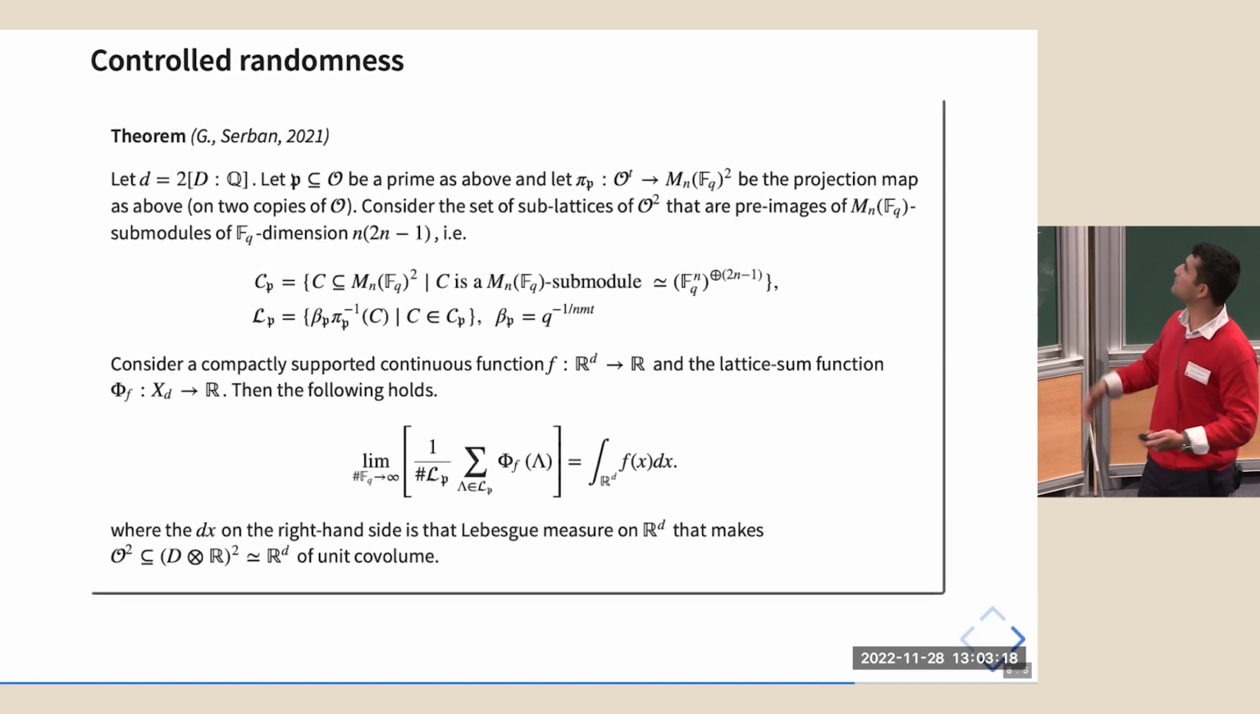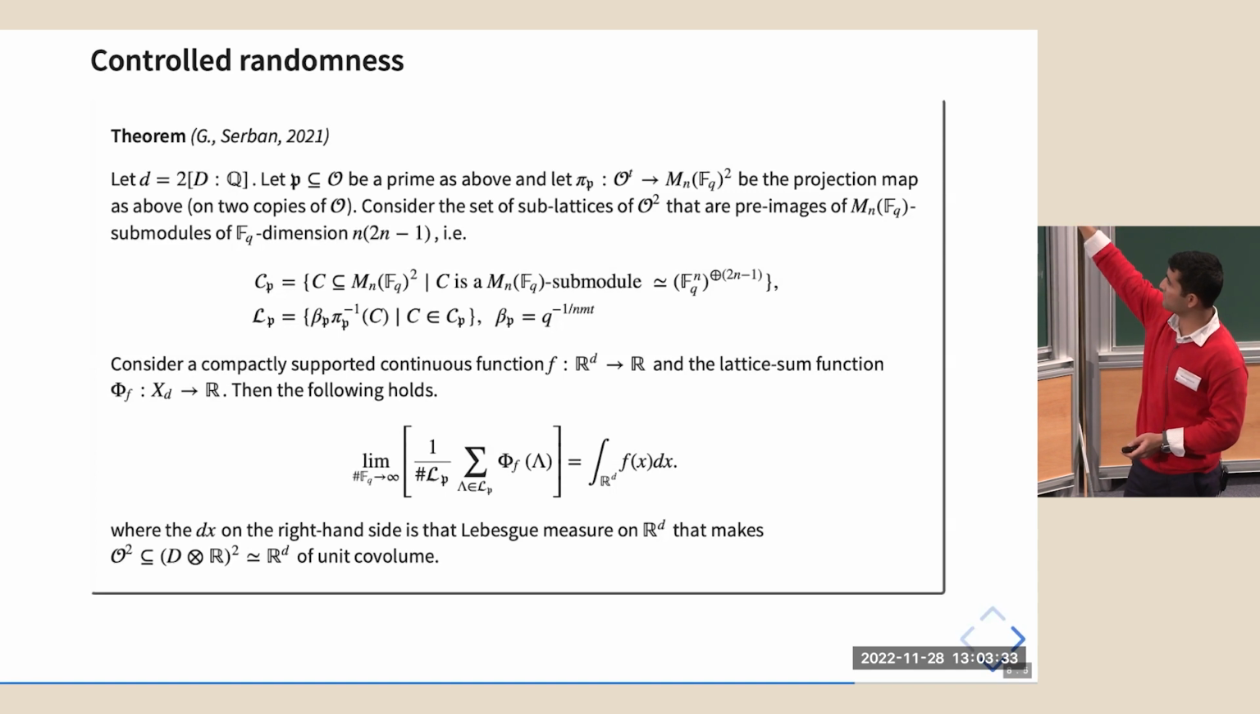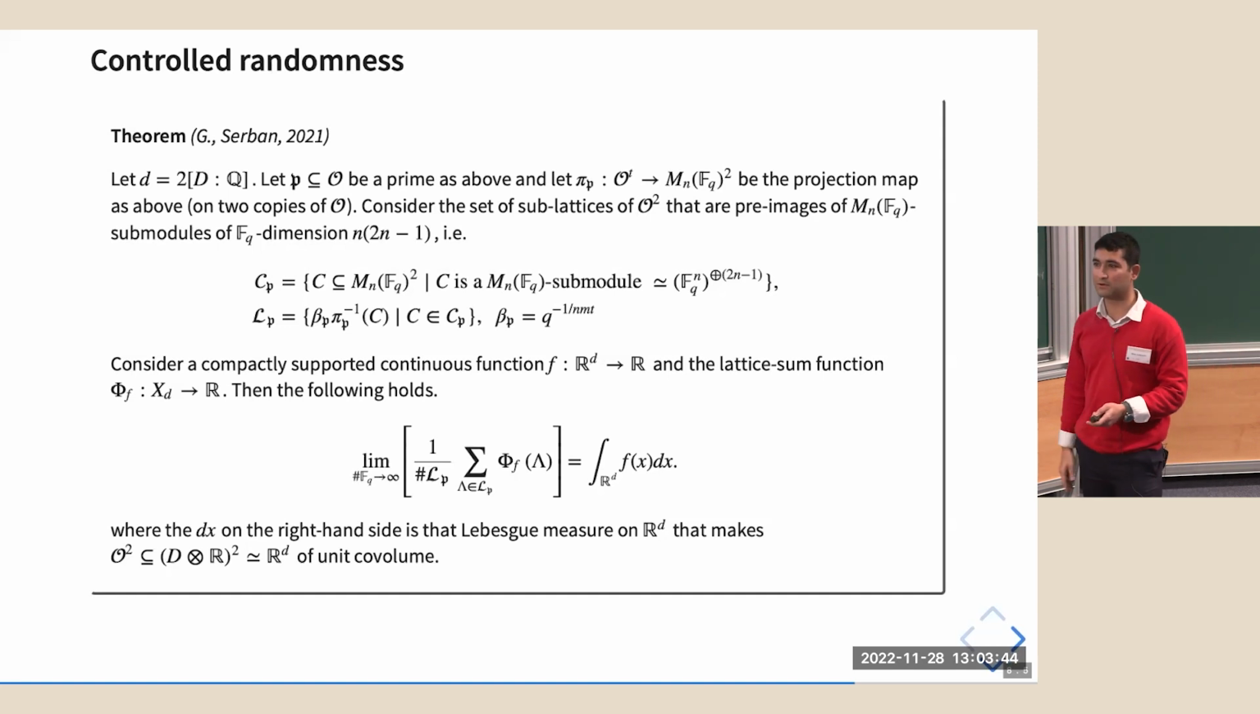Then there is this theorem from 2021, which is in the same number of dimensions. Using this division algebra homogeneous space, you can construct this collection L_p, which is a finite collection of lattices inside your homogeneous space. And then you can play the same game with random lattices.